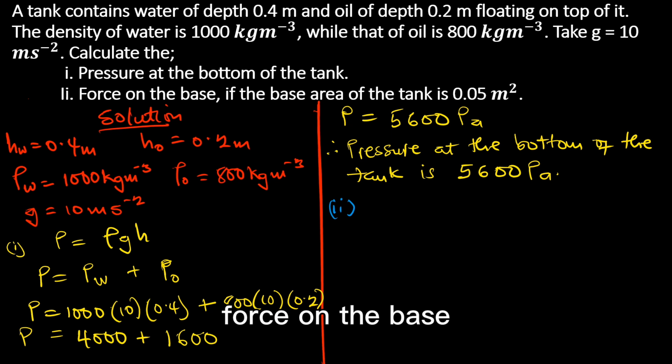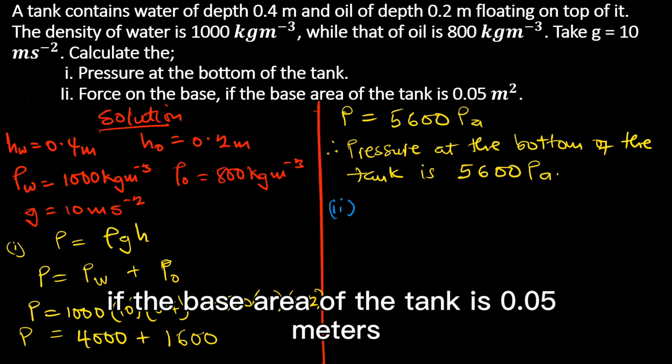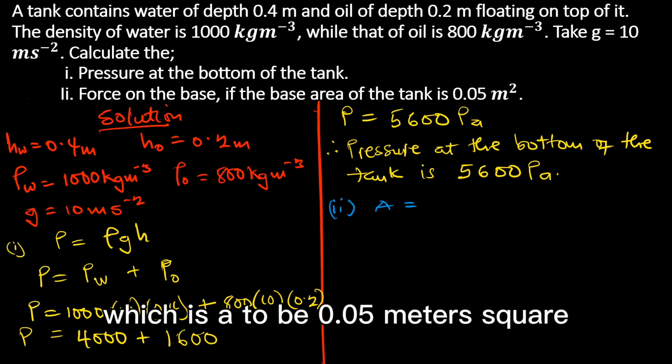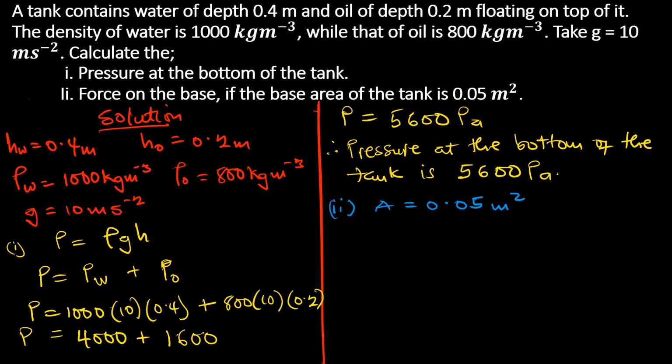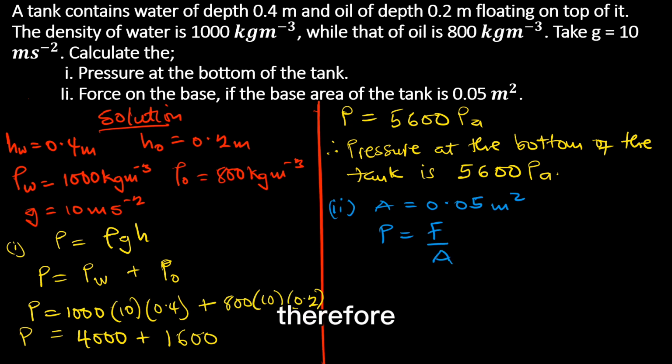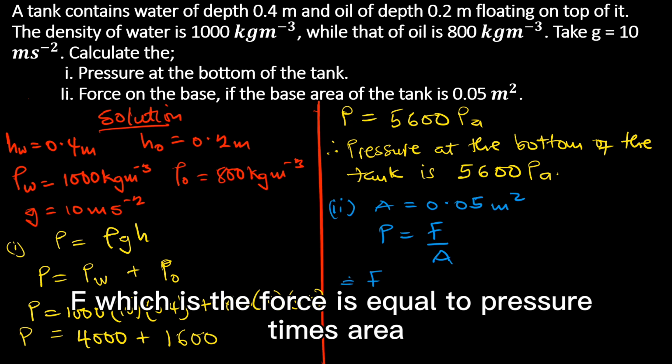Force on the base. If the base area of the tank is 0.05 meters squared, so we have the area, which is A, to be 0.05 meters squared. But we know pressure, which is P, to be force over area. Therefore, F, which is the force, is equal to pressure times area.